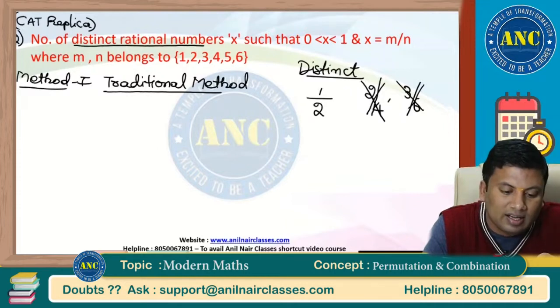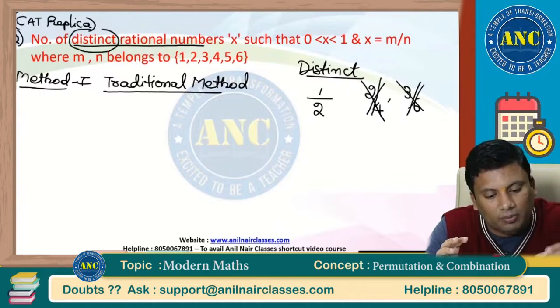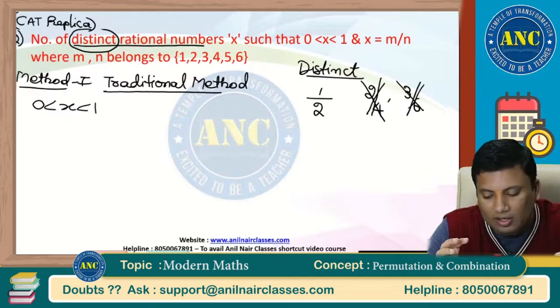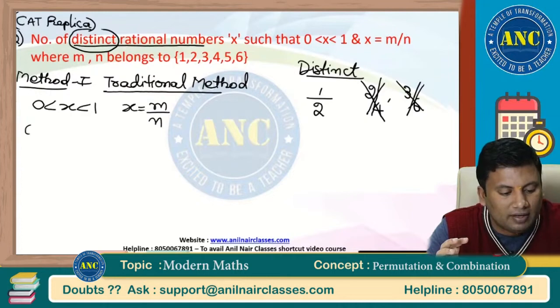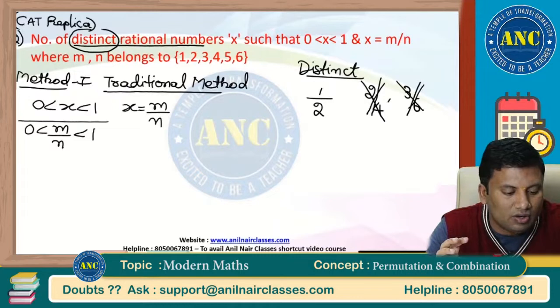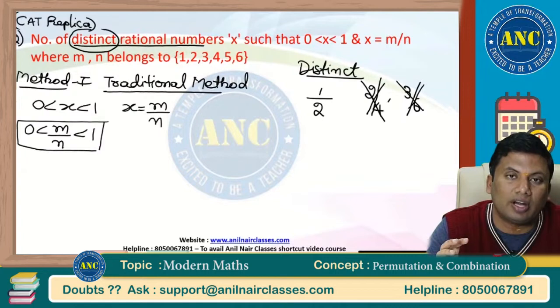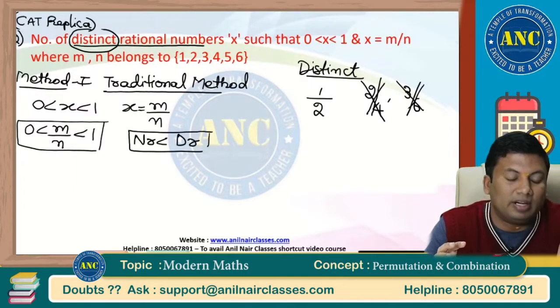He is asking for the rational numbers. That is the first thing. The distinct keyword is clear to me. Next one, such that 0 less than x less than 1. What is the x value? x is a fraction which is m by n. That means 0 less than m by n less than 1. That means the fraction should lie from 0 to 1. That means the numerator should be less than the denominator. I hope it is clear.